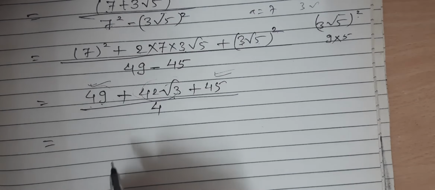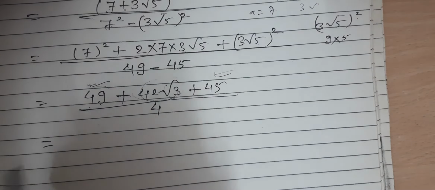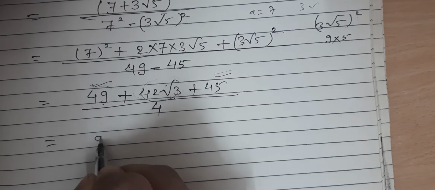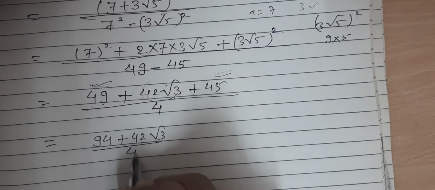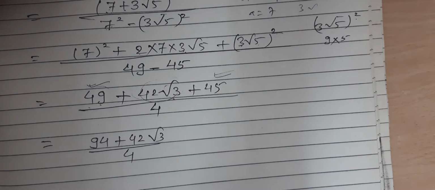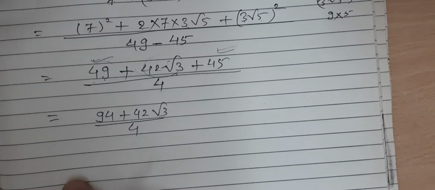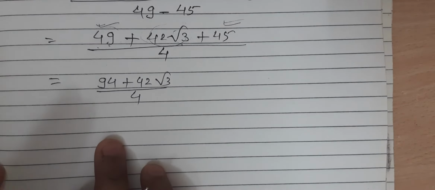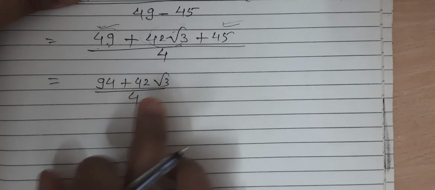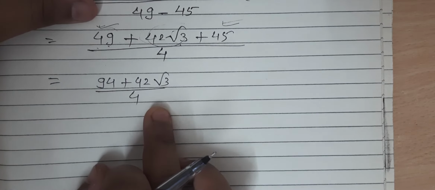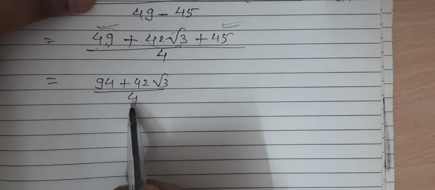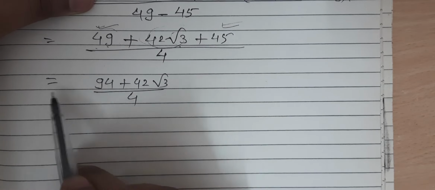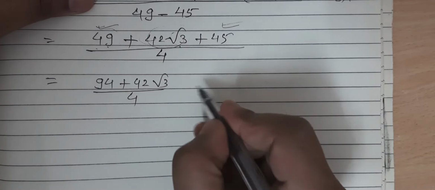Okay, so we will get 94 plus 42 root 3 by 4. Now before you decide that this is the only answer, just check whether something is common in the numerator and denominator. So yes, can we take 4 common here? We can take 2 common.